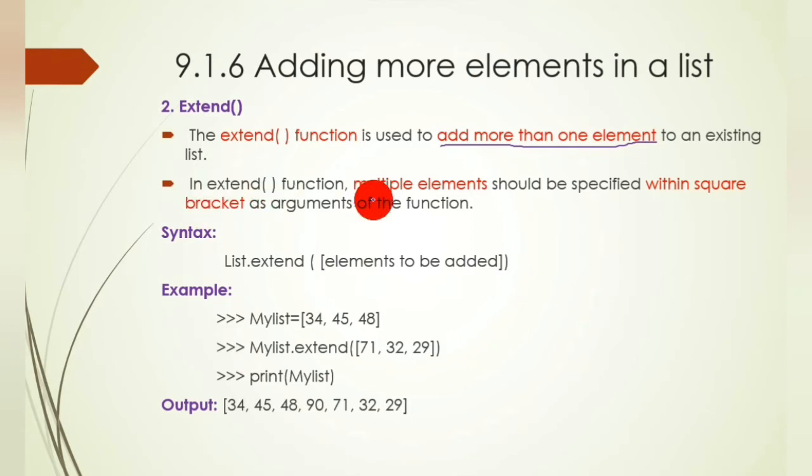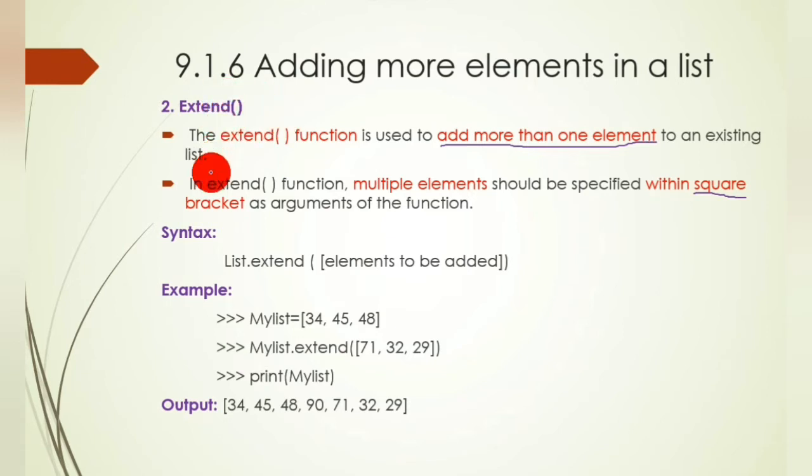In the extend function, multiple elements should be specified within square brackets. How can you specify this more than one element? These elements can be specified by using square brackets. We already know square brackets are used to represent the list elements. So square brackets are the argument of the function. Now you can see the syntax for the extend function. The extend function is used to add more elements to the existing list.